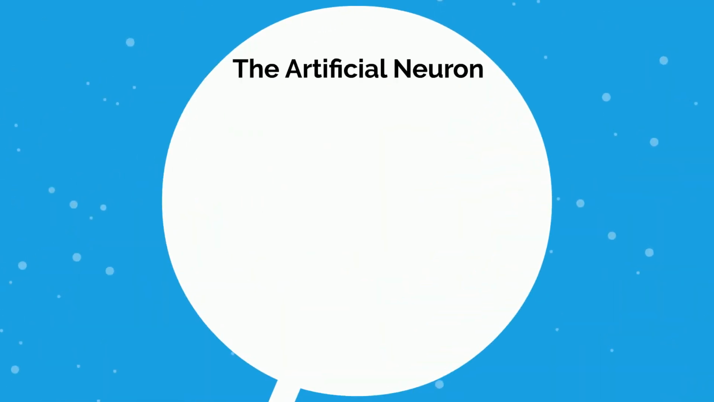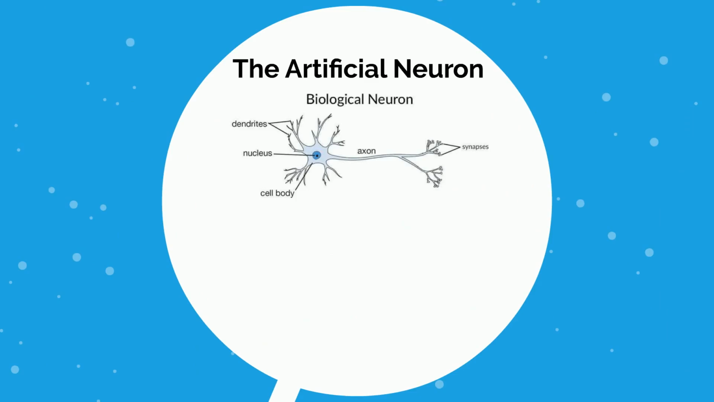So the artificial neuron is modeled after a biological neuron. A neuron receives inputs. The biological neuron receives a lot of inputs through its dendrites. It processes that information, and if it reaches a certain threshold potential, it transfers that signal down the axon into its synapses, which connect to additional neurons.